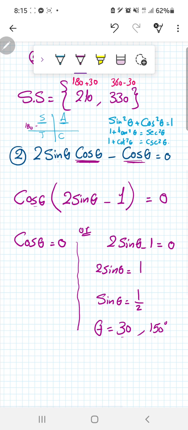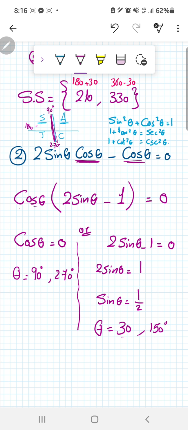Okay, here cosine theta equals 0. Cosine theta, as we said in the previous lesson, means x. So x equals 0 here, and we have 90 degrees and 270 degrees. So theta here will be 90 and 270.